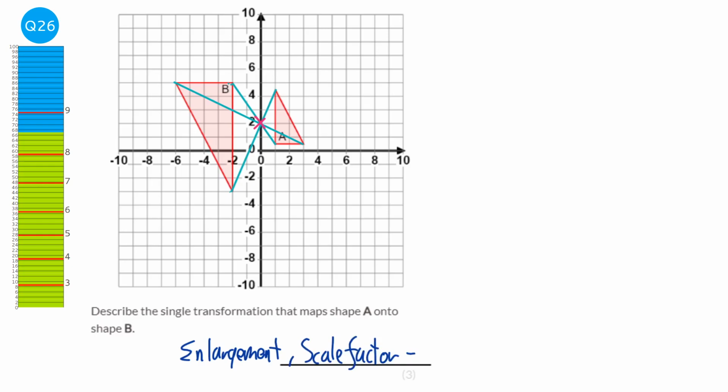Well, how big was it before and after? So let's just have a look at the squares at the bottom. So there were 2 squares at the bottom on our original, and on the new one there's now 4. So 2 times what is 4? Well, 2 times 2 is 4. So the scale factor is going to be minus 2. And our centre of enlargement, and this is the coordinates of where all the points cross, so that's going to be 0, 2.